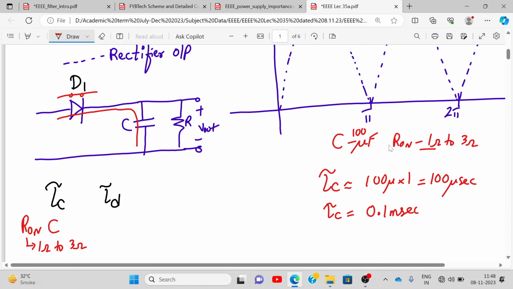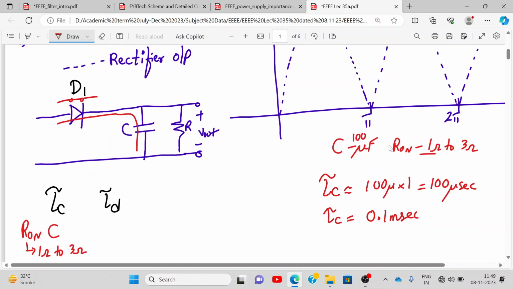Did you understand this much? Now listen to the next sequence. Charging time is associated with the on-state diode.